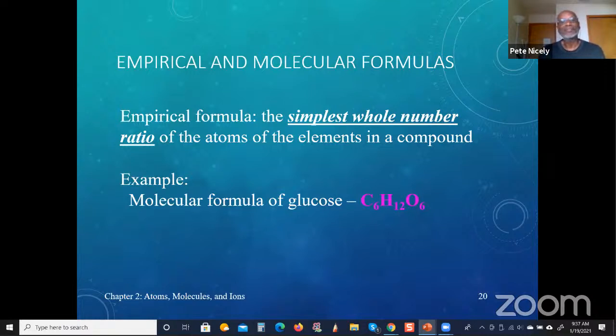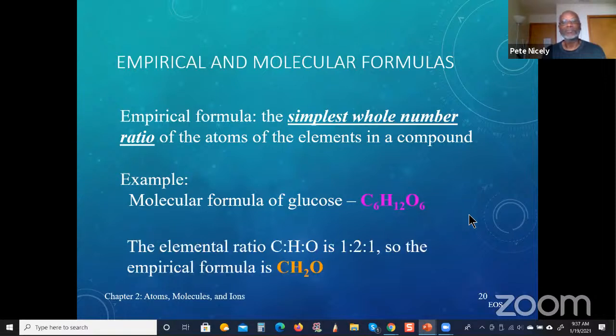So to use an example, the molecular formula of glucose is given right here. It is C6H12O6, all right? But the empirical formula of glucose is CH2O, all right? And basically you can get from the molecular formula to the empirical formula by dividing, in this case, right through all the numbers here, the subscripts, by 6, all right? And that is basically how you get from the molecular formula to the empirical formula, right?